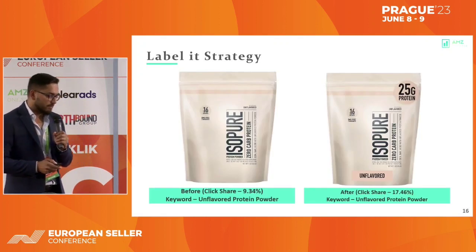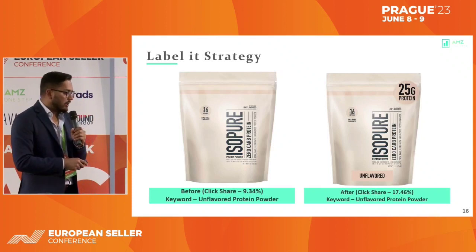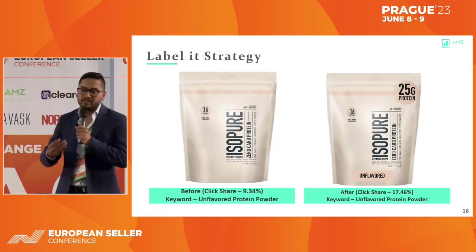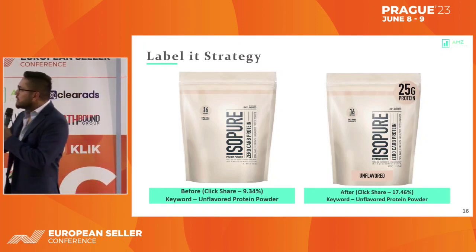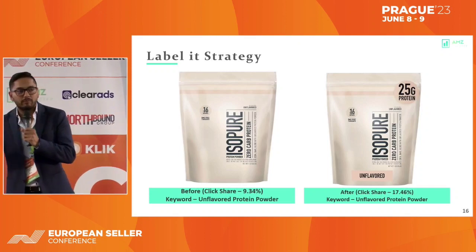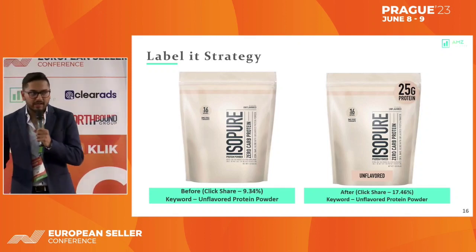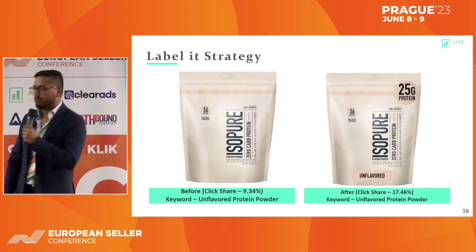This is the example. So the image on the left, you see the product packaging. On the main keyword like unflavored protein powder, your click share is about 9%. Okay, what we did, we added a label on the product packaging, which is the unique selling proposition, like 25-gram protein and it's unflavored. From the brand analytics, we found the data that the click share was almost doubled.